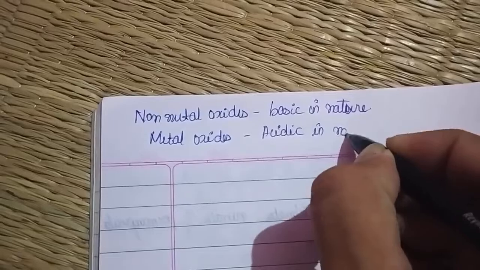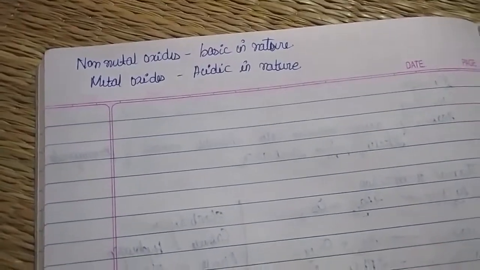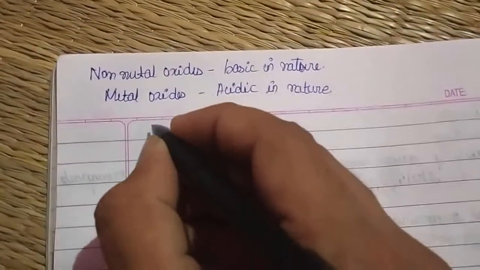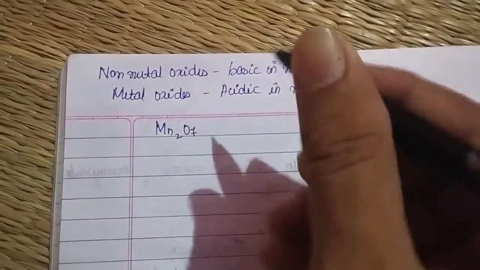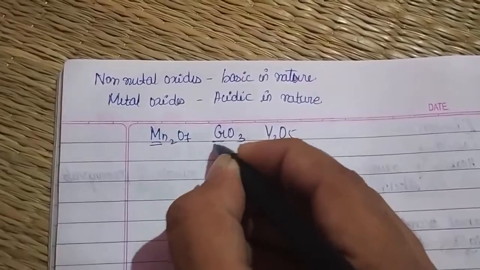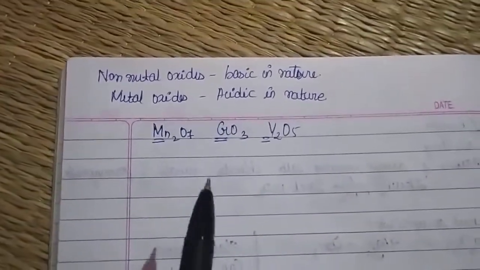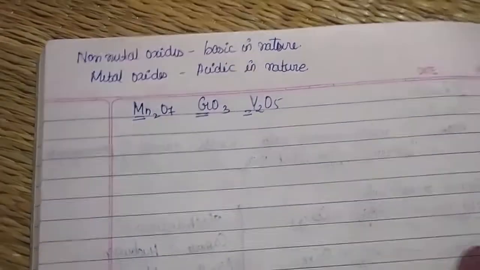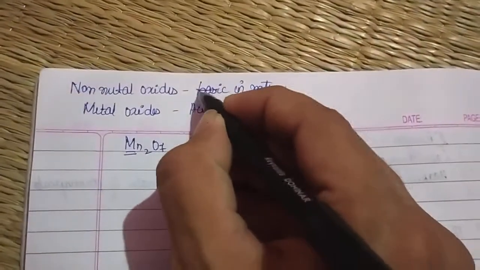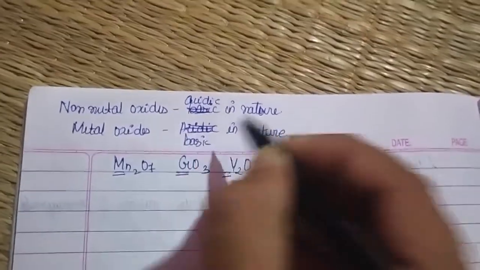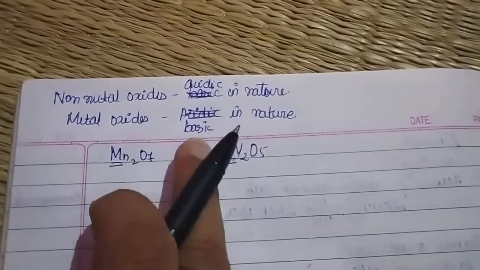But in this rule, there is a slight exception. What is the slight exception? Whenever you have metals of a high oxidation state, for example Mn2O7, CrO3, V2O5. Of course, manganese, chromium and vanadium are metals, so according to the rule they are metal oxides and should be what? Oh, sorry guys. Non-metal oxides are acidic in nature, whereas metal oxides are basic in nature.